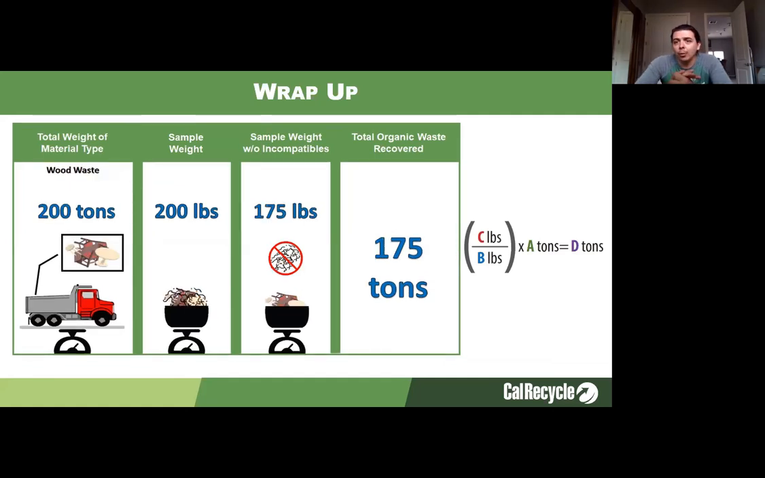So next up is wood waste. You guys see the pattern. So now we're focusing on wood waste that's being recovered. So it's 175 pounds divided by 200 pounds, and you multiply it by the 200 tons of wood waste of that type, and you got 175 tons of recovered wood. So of the 24 responses, it looks like 23 got that right. So great job.